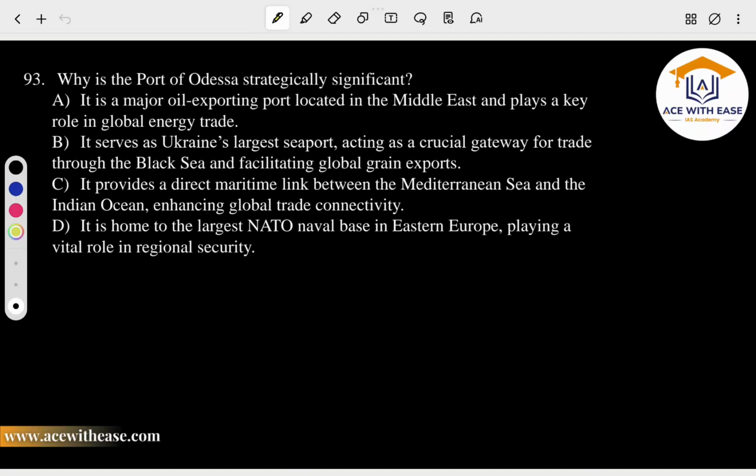93rd, why is the port of Odessa strategically important? The port of Odessa is present on the Black Sea coast.